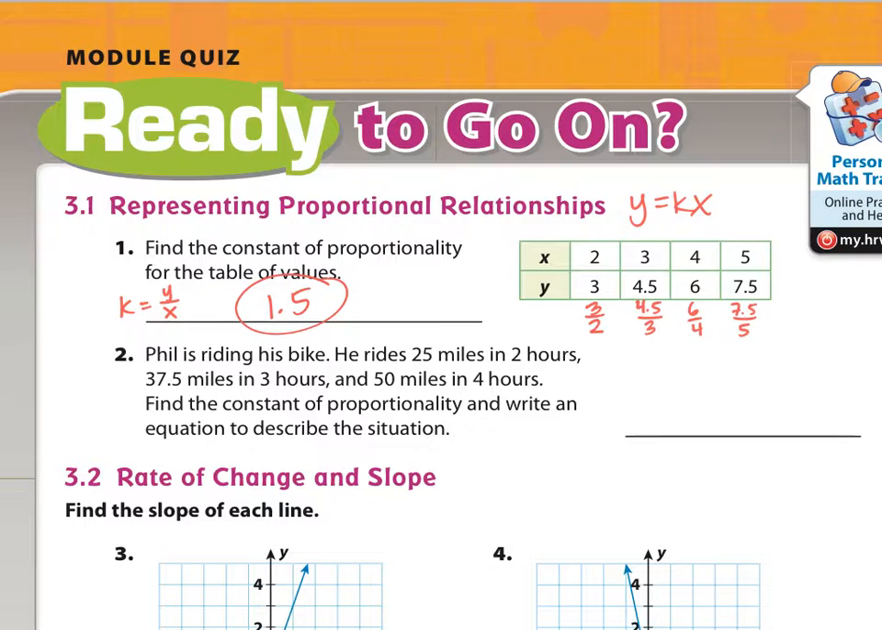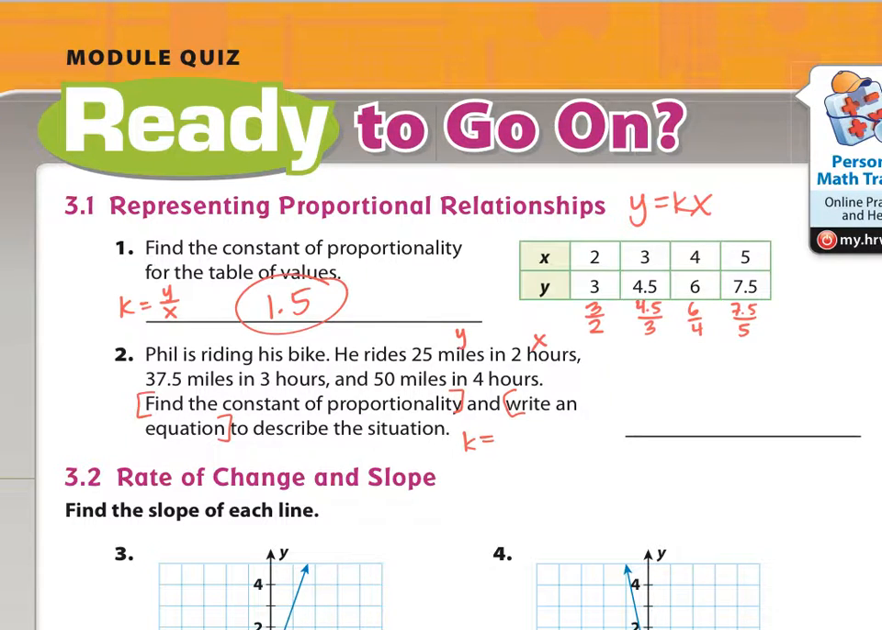Number 2, Phil is riding his bike. He rides 25 miles in 2 hours, 37.5 miles in 3 hours, and so on. Find the constant of proportionality, and write an equation to describe the situation. So we have to do two things. We have to find the constant of proportionality first, and then write the equation. To write the equation, we need to know that constant of proportionality anyway. So k is going to equal, we have to know what y and x are, and it's not completely obvious here. But x is usually going to be the time, the hours, and y is our miles.